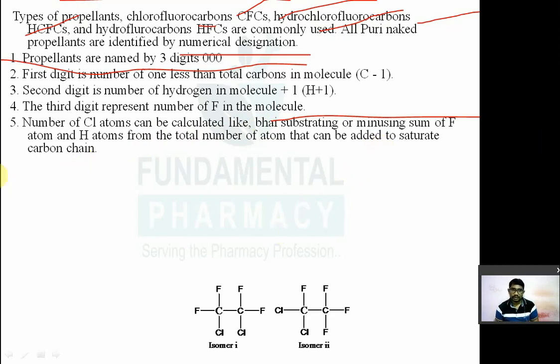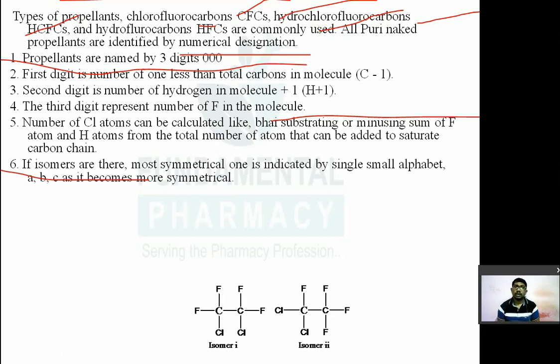Okay, इसमें क्लोरीन एटम कैसे कैलकुलेट करना है? So it can be calculated by subtracting what? So number of fluorine atoms and number of hydrogen atoms minus करना है आपको इसमें से total number of atoms that can be added to saturate the hydrocarbon chain. कितना एटम ऐड कर सकते हो ताकि कंपाउंड सैचुरेट बन जाए, उसमें से नंबर ऑफ फ्लोरीन और नंबर ऑफ हाइड्रोजन माइनस करो, you will get number of chlorines. Number of chlorine atoms in this propellant can be calculated by subtracting the fluorine and hydrogen atoms from the total number of atoms that can be added to saturate the carbon chain. Six point is nothing but the isomers.